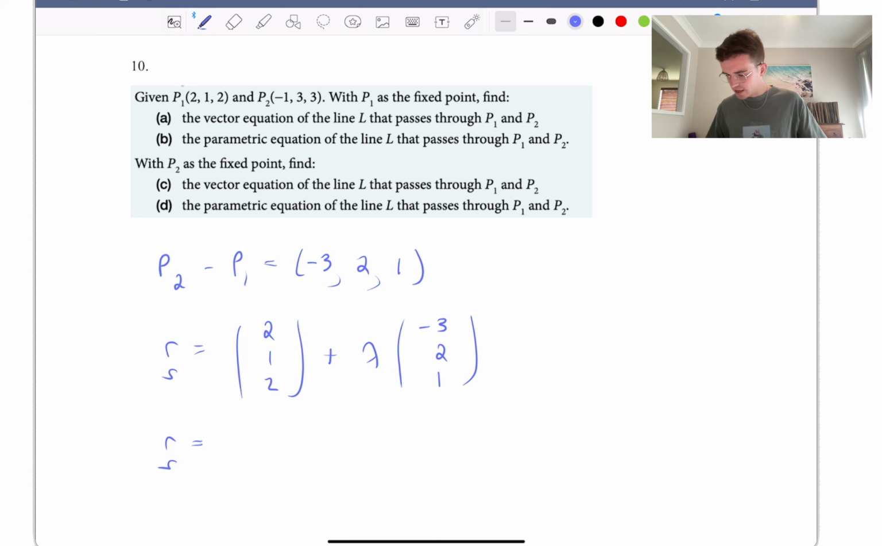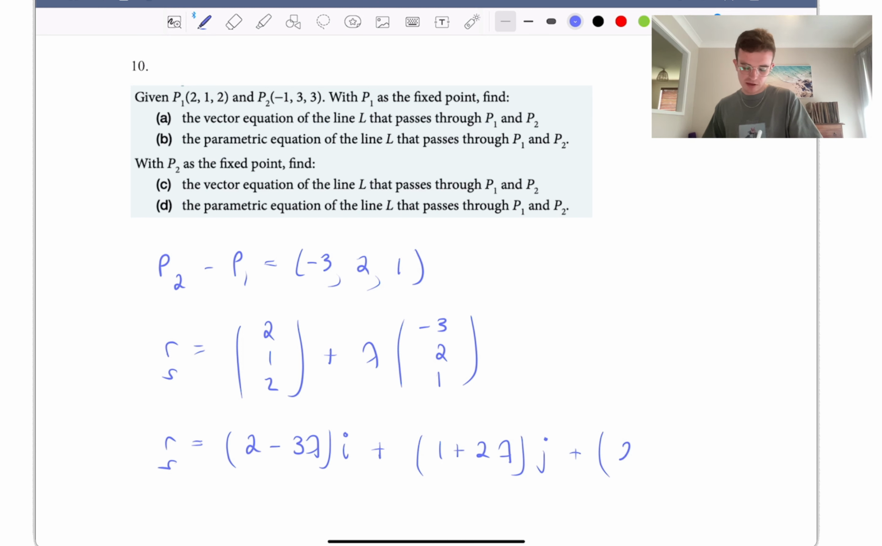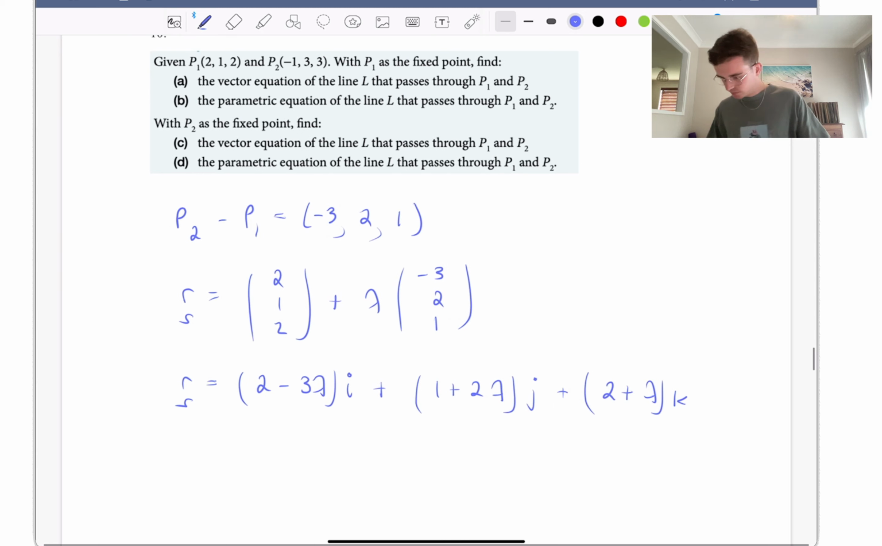Now, you can express this vector line in a separate form. You can parameterize if you'd like. So you can say this is 2 minus 3 lambda i, so this is really putting it in its parametric form, but in a Cartesian format. And then we've got 1 plus 2 lambda j plus 2 plus lambda k. Those two things mean the exact same thing.